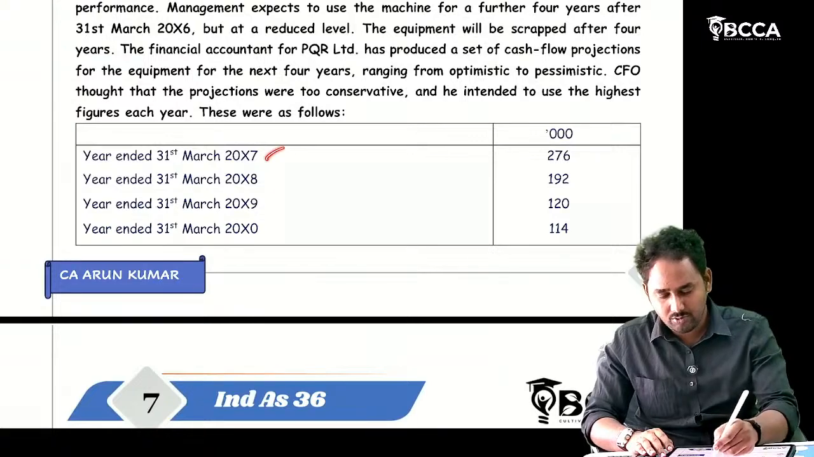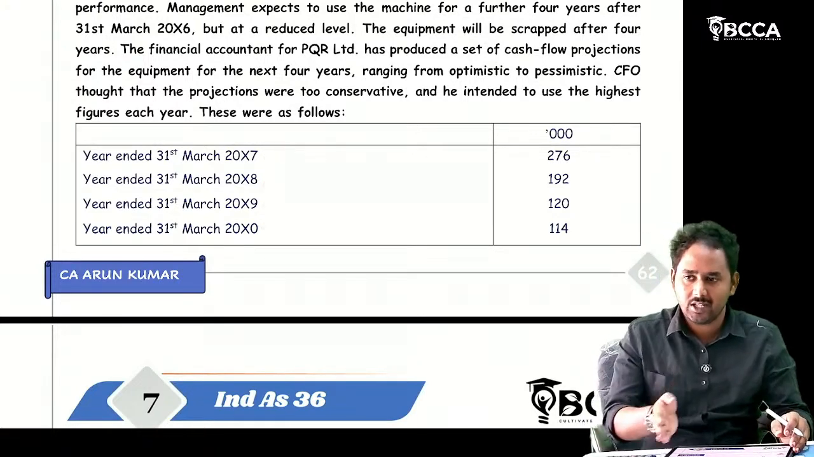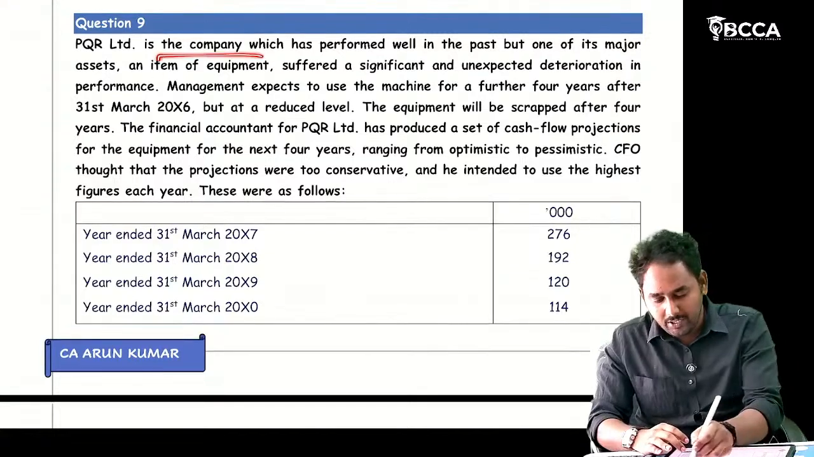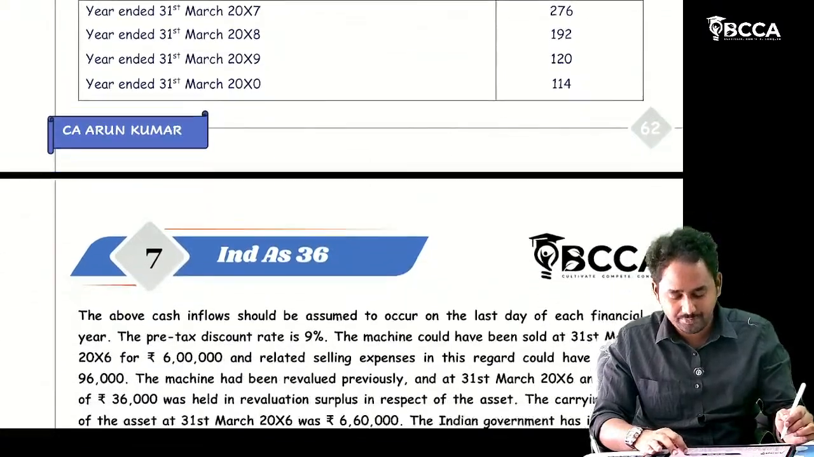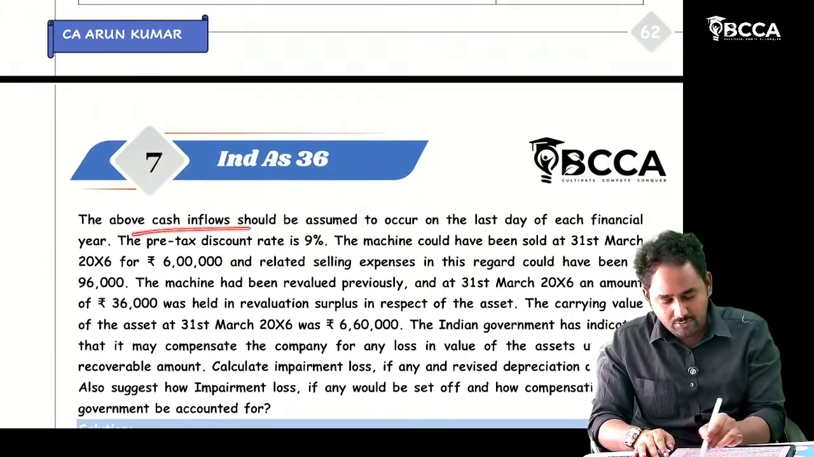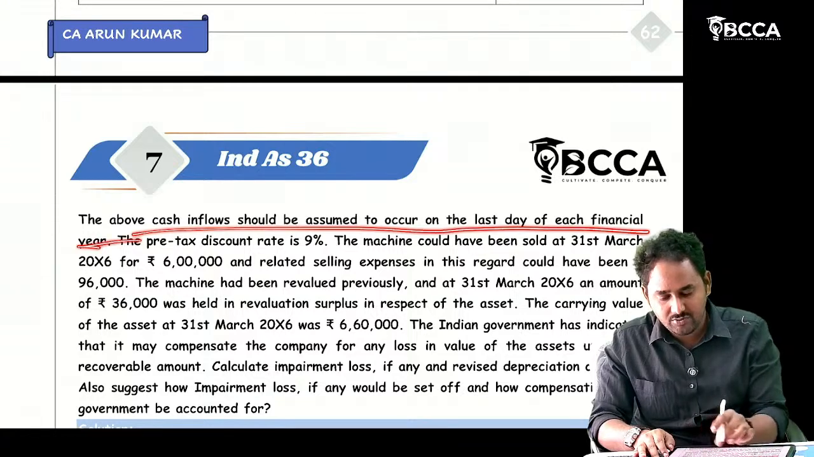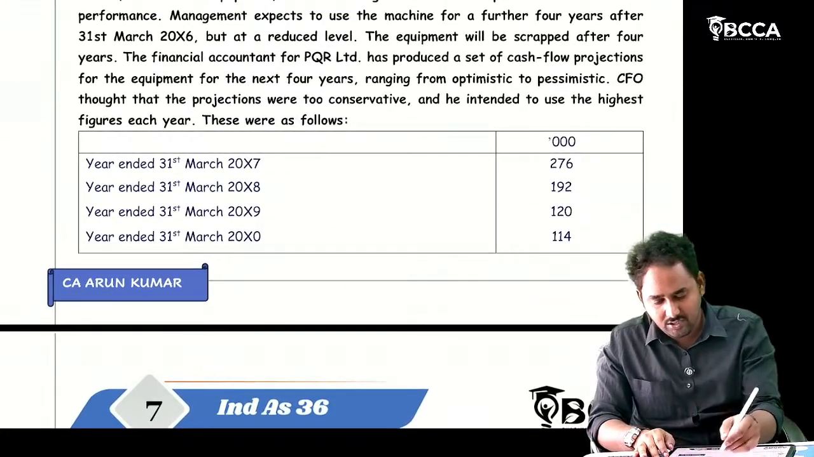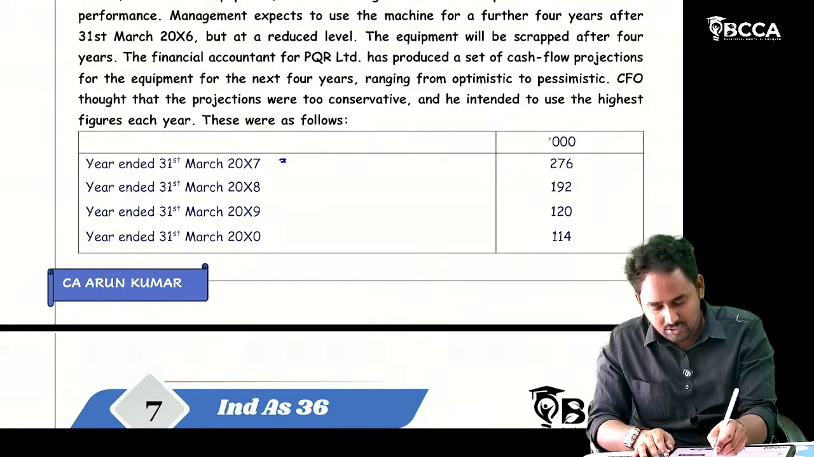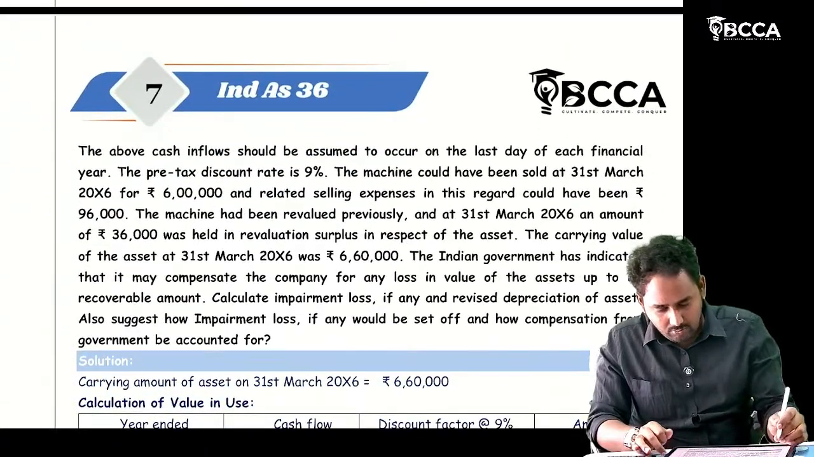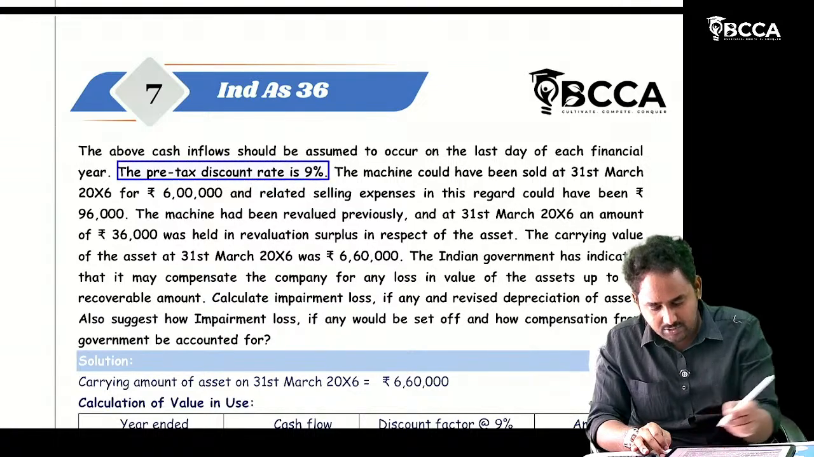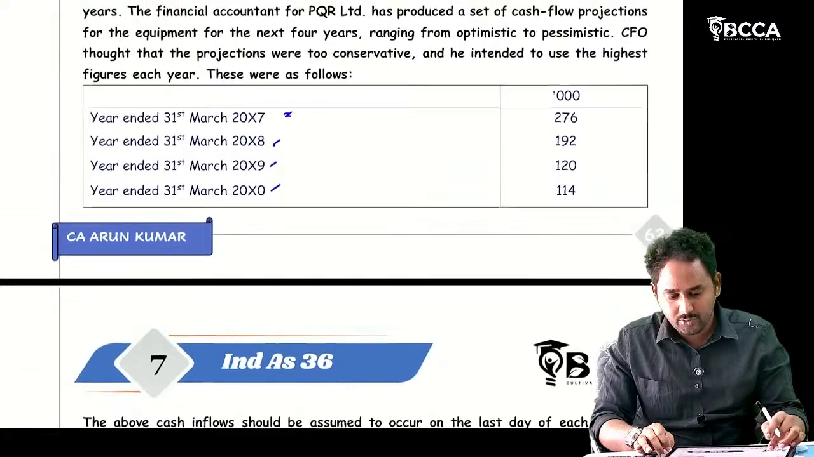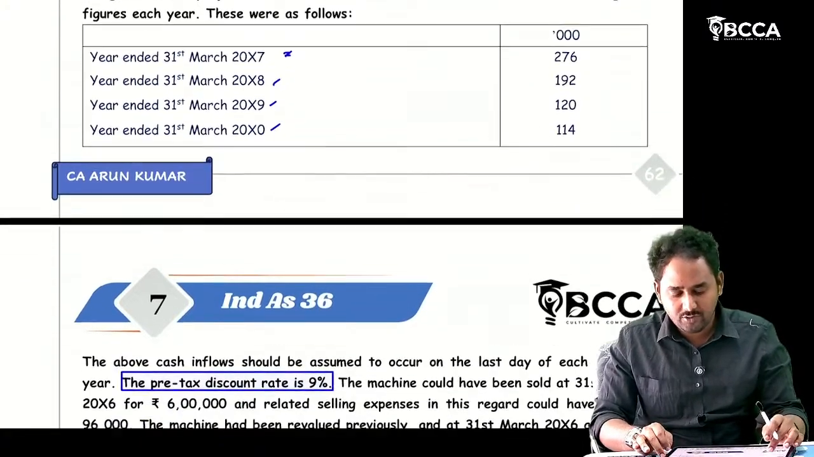So how many years? 1, 2, 3, 4. What is the expected useful life? The remaining expected useful life of the equipment is 4 years. So I need to find out the present value of the future cash flows. The above cash flows are assumed to occur on the last day of each financial year, which means 31st March 2017, 18, 19, 20. Then what is the pre-tax discount rate? The pre-tax discount rate is 9%. So this discount rate should be used for discounting the future cash flows.